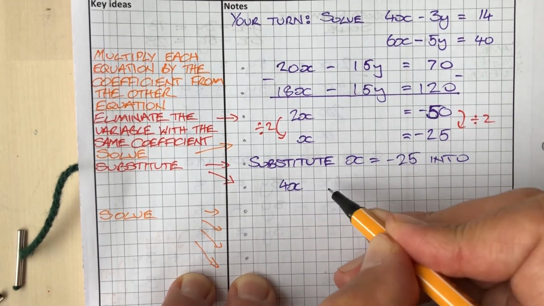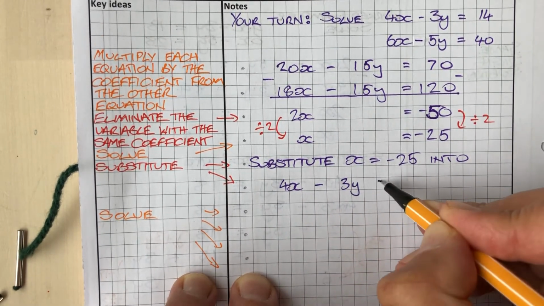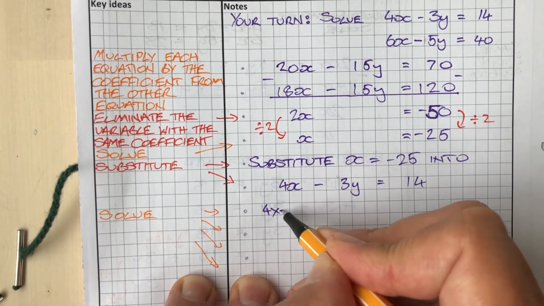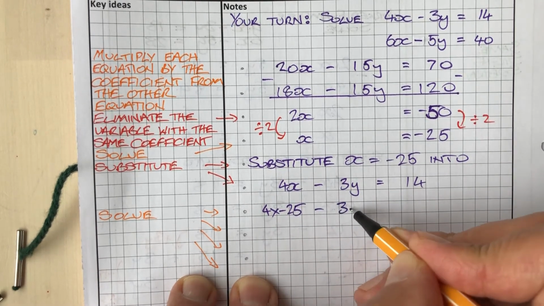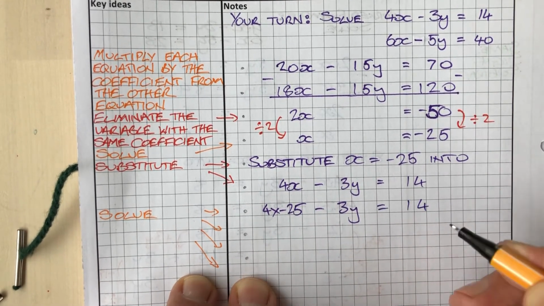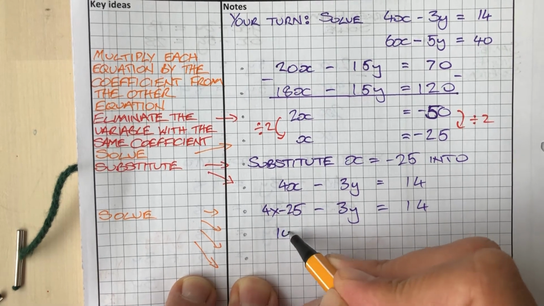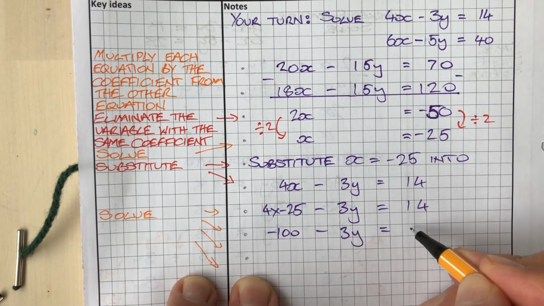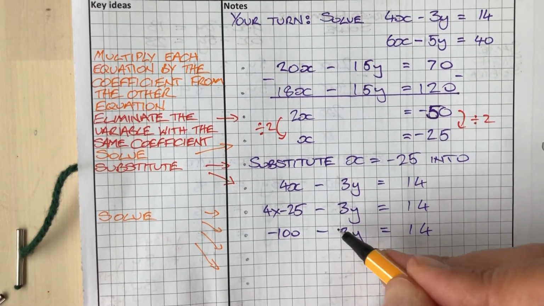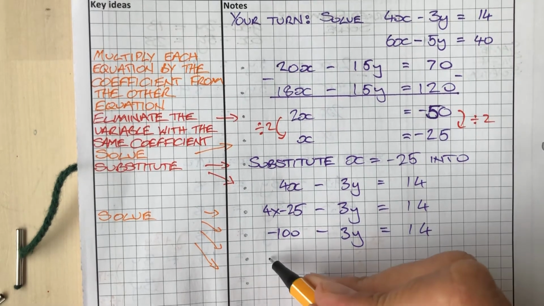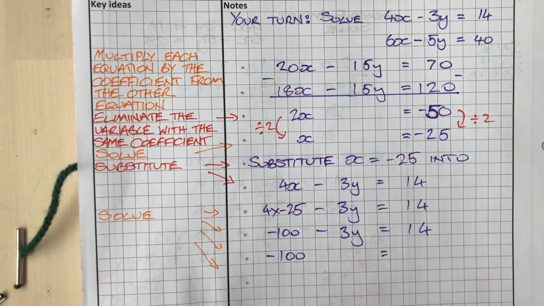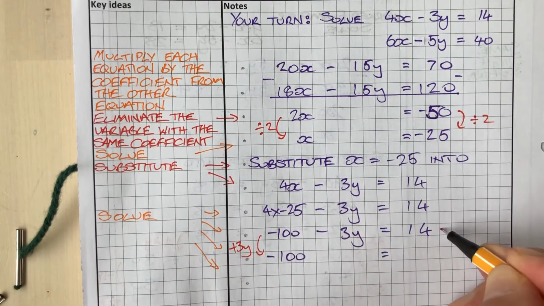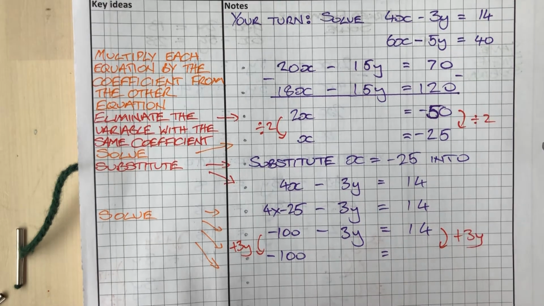So 4x take away 3y equals 14. So this becomes 4 times negative 25, take away 3y equals 14. 4 25s are 100, so this is negative 100, take away 3y. It's 14. I don't want negative 3y. Get rid of it. How? By adding 3y on both sides.